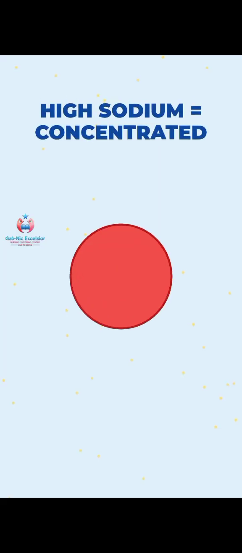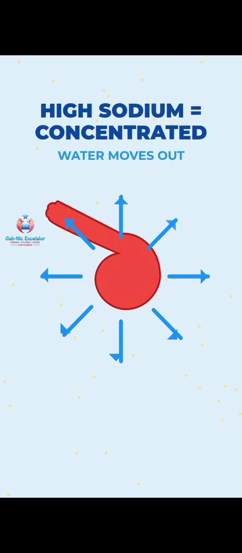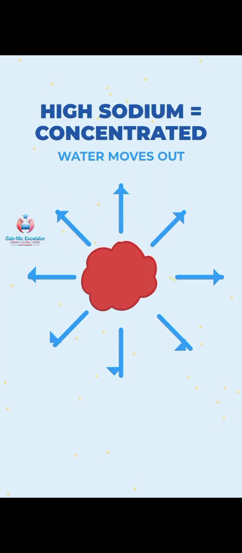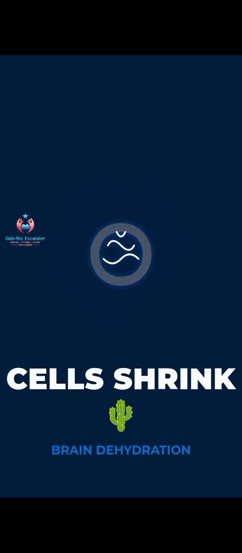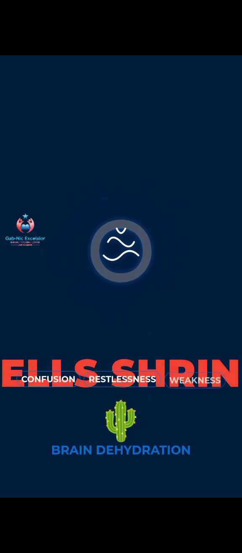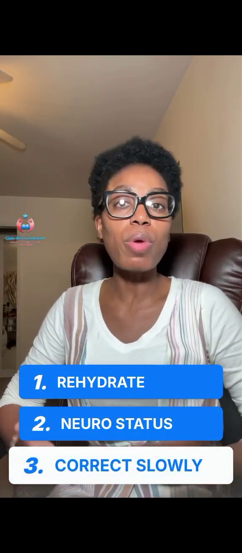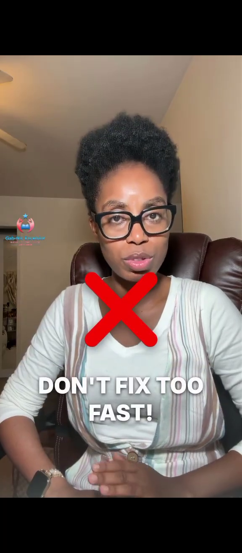If sodium is high, the blood becomes concentrated, water moves out of the cells. Now the cells shrink, especially brain cells, which leads to confusion, restlessness, and weakness. Now think, a dry brain is not a safe brain. It leads to dysfunction and damage. NCLEX priority: rehydrate, monitor neurological status, correct slowly, never fix sodium too fast.